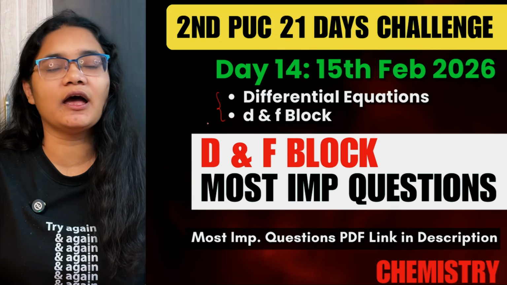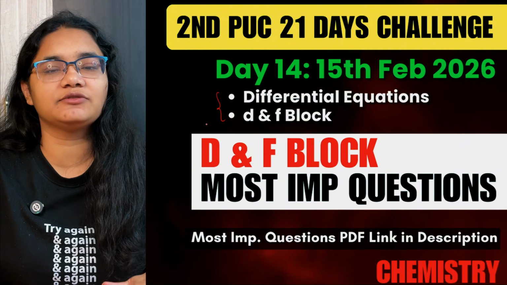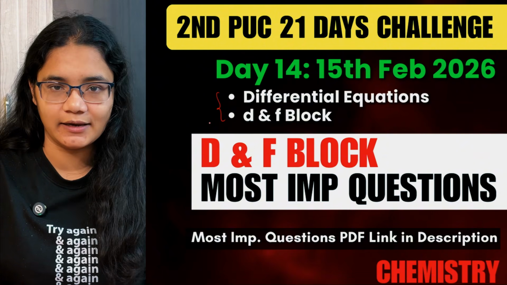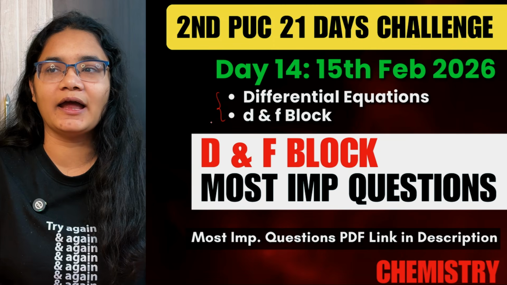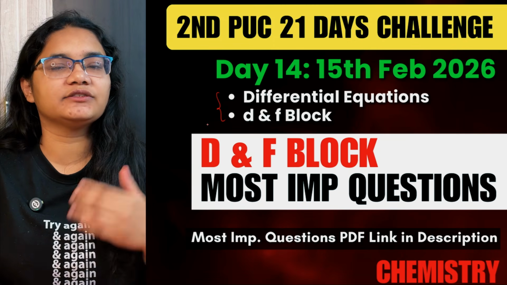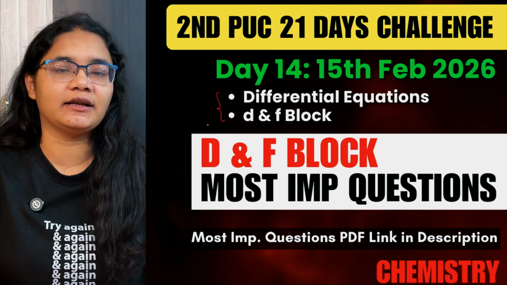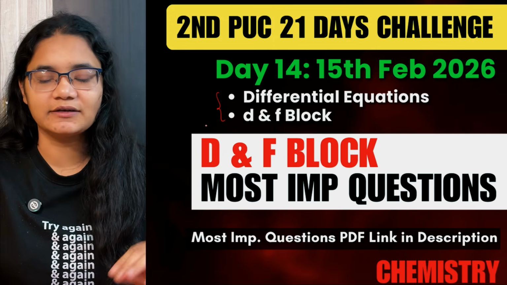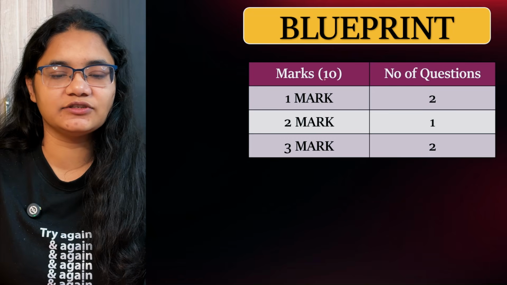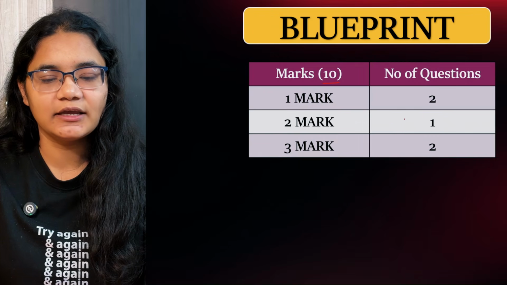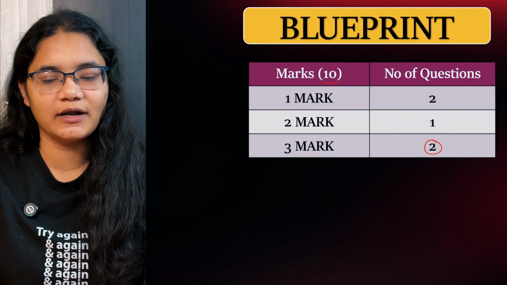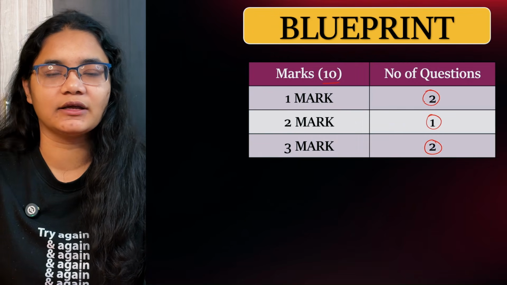Now in this video, we are going to discuss the most important questions from the chapter D and F block elements, okay? So it is a very scoring chapter and you just need to remember certain things, then definitely you can get this chapter full marks. Now let's first understand the blueprint of this chapter. The total weightage is 10 marks. Here you will get 2 3-marker questions, 1 2-marker question and 2 1-marker questions.